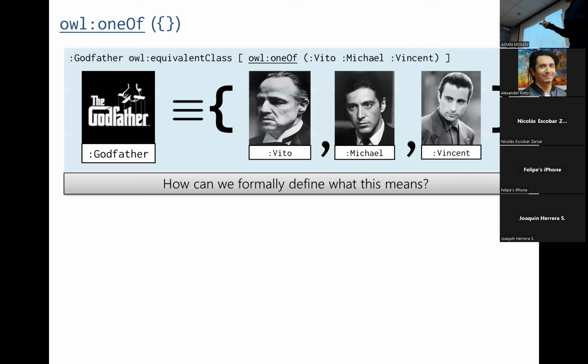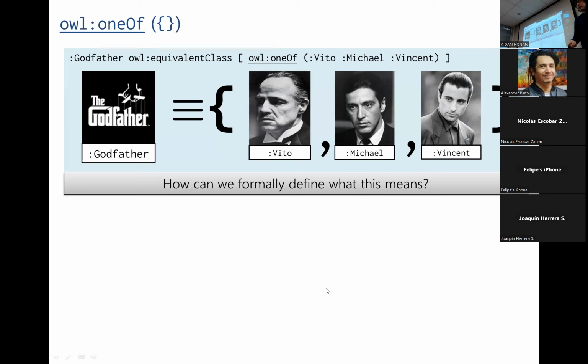If we want to use ontologies in applications like biomedicine, hospitals or law, we need to be precise about what they mean. So we need to formally define the meaning of the OWL ontology language. How can we do that? Last time we saw this one-of example, one of the features of OWL: Godfather is an equivalent class to OWL one-of Vito, Michael, and Vincent. How can we formally define what this means?